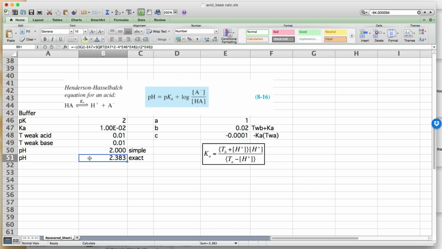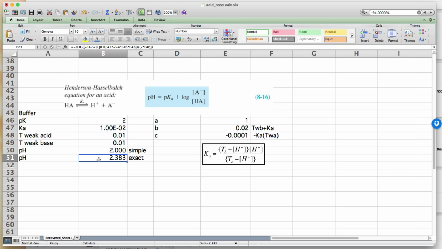B51 is the quadratic equation solved in terms of H plus, using the A, B, and C terms, which are a function of the analytical concentrations of the weak acid and the weak base, but correcting for the fact that the H plus concentration must come from the dissociation of the weak acid.